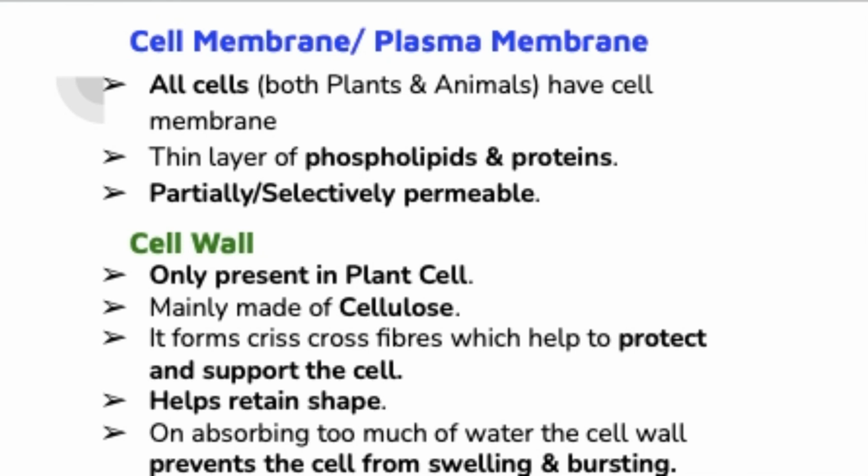A cell wall, on the other hand, is only present in the plant cell. It is mainly made of cellulose. Paper, which is made from plant cells, is also made of cellulose. It forms crisscross fibers which help protect and support the cell. It also helps retain shape. If the cell absorbs a lot of water and swells, the cell wall stops it bursting. Because of the spaces between fibers, even very large molecules are able to go through the cellulose cell wall. It is therefore said to be fully permeable.